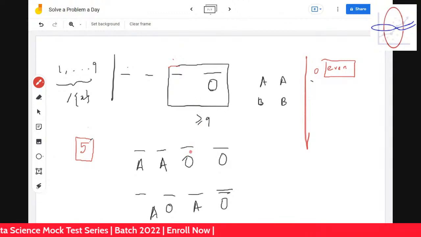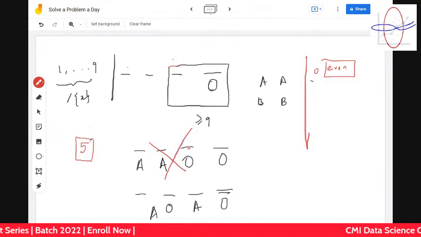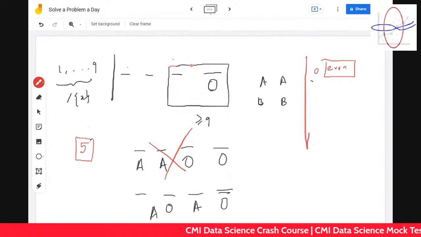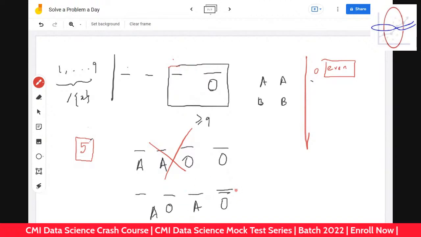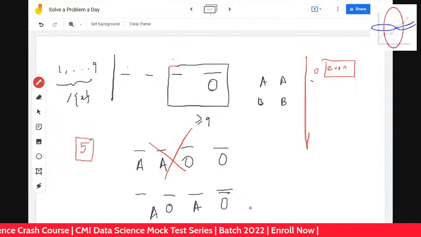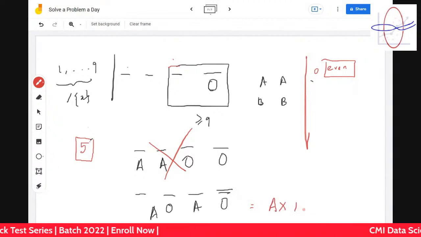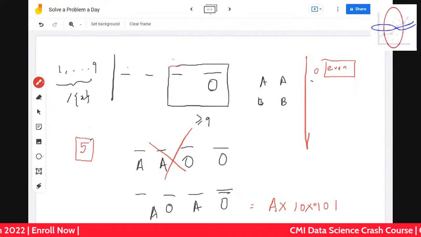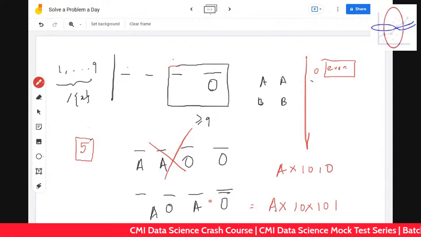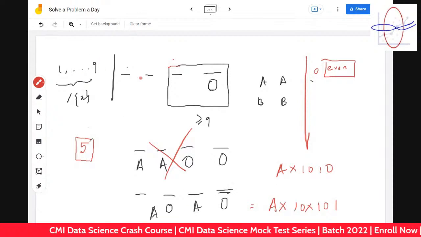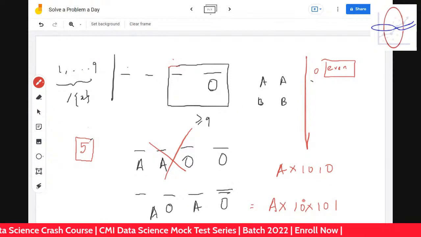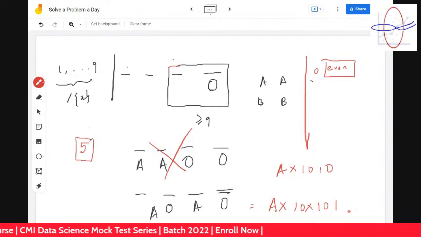Observe that this is not at all possible because this must be greater than or equal to 9. So it's 0 0 over here. This portion, because that's Mr. Mondol's age. Say A0 is possible. Okay, if A0 is possible, let's factorize this. It can be written as A times 10 times 101, which is A times 1010. A is just an integer over here, 0 to 9.